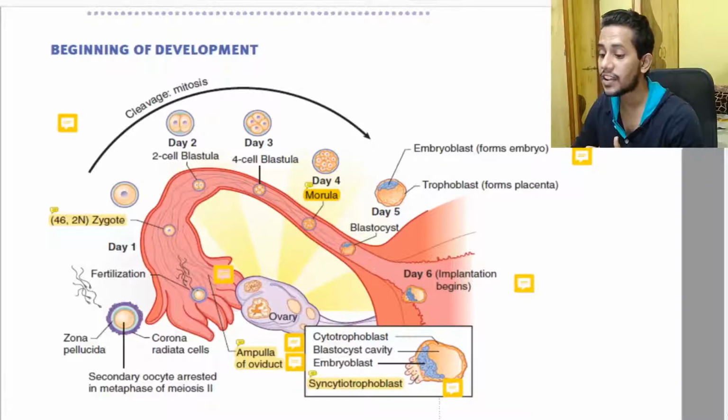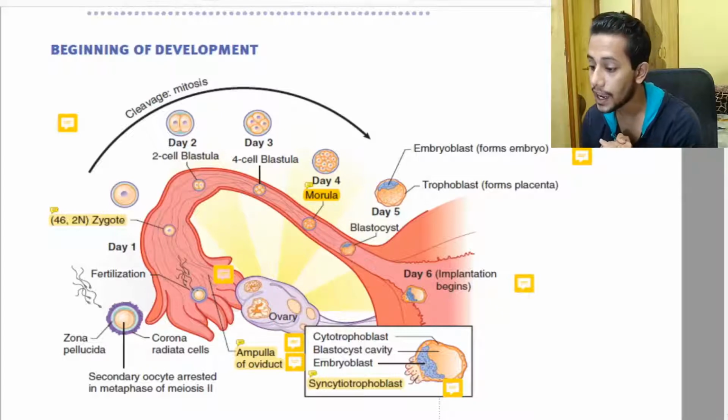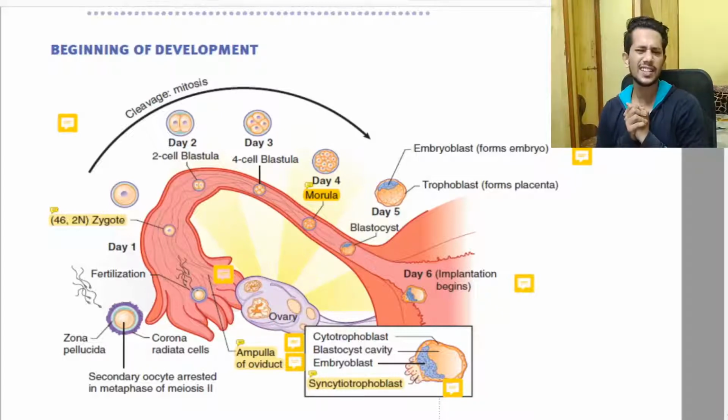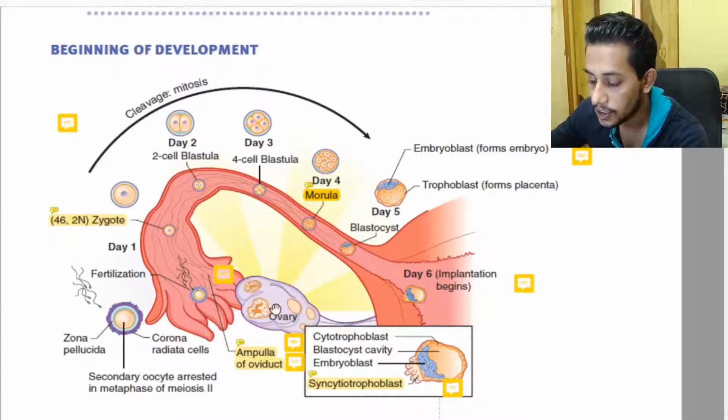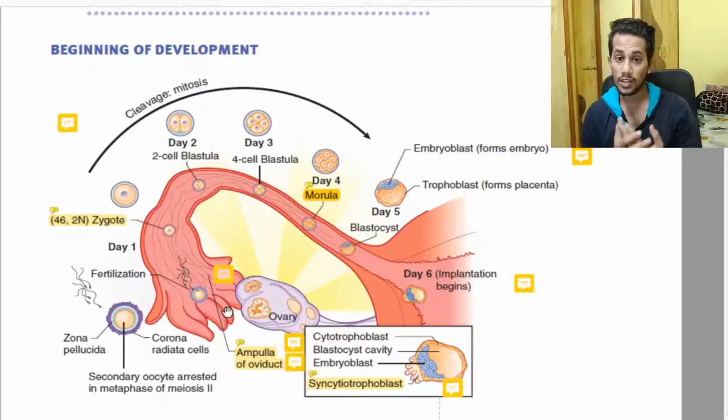As you can see in this diagram, this is the only diagram we need for this chapter. Week 1: this diagram contains everything you need to know, and I will go through it bit by bit, and in the end we will get to day 6 where implantation happens, all the way from day 1 or day 0. Here is the ovary where all the eggs are. Each and every month one egg is released from the ovary to the ampulla of the oviduct. The ampulla is also the opening or the end of the oviduct. That's where the egg is.